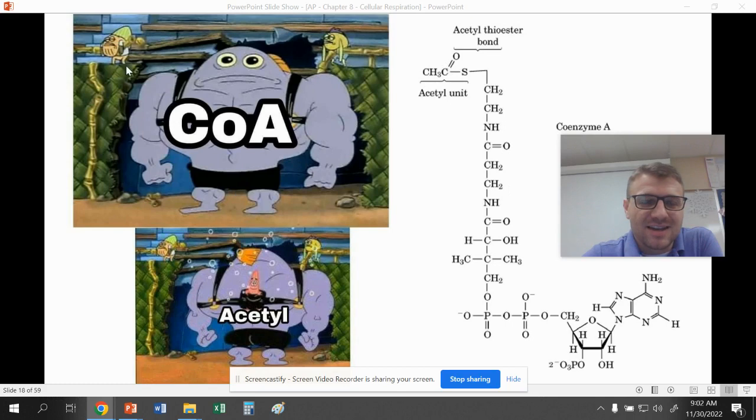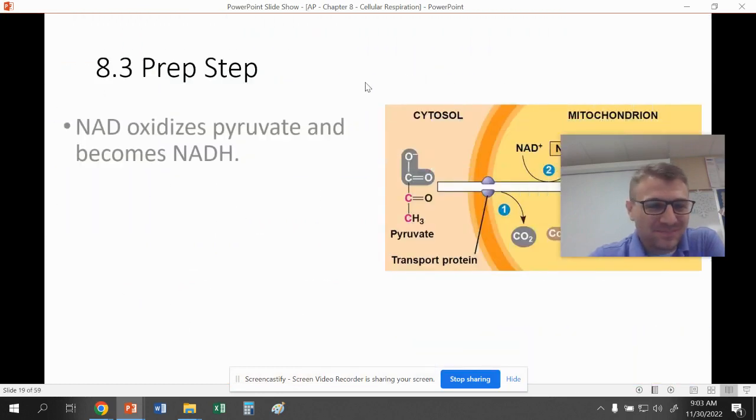And I love this video of SpongeBob. Oh my gosh, it's too good. This coenzyme A is this really big fish here, and then the little acetyl group's Patrick. Basically what this coenzyme A does is it's just like a transporter for the acetyl group, and it helps it bind into the next step, which we're going to see here in a little bit.